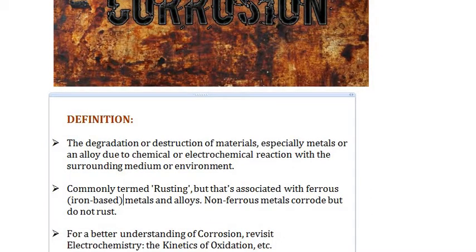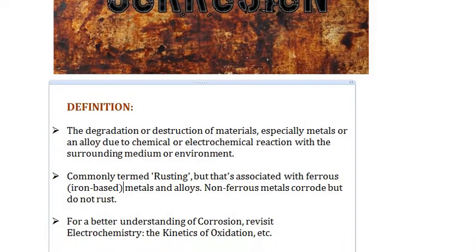And then for a better understanding of corrosion, you'll need to revisit the topic of electrochemistry, especially the aspects of the kinetics of oxidation. That's because corrosion is a chemical reaction that occurs at the anode and the cathode. The seat of the corrosion is actually the anode, and when you revisit your electrochemistry, you understand it better.